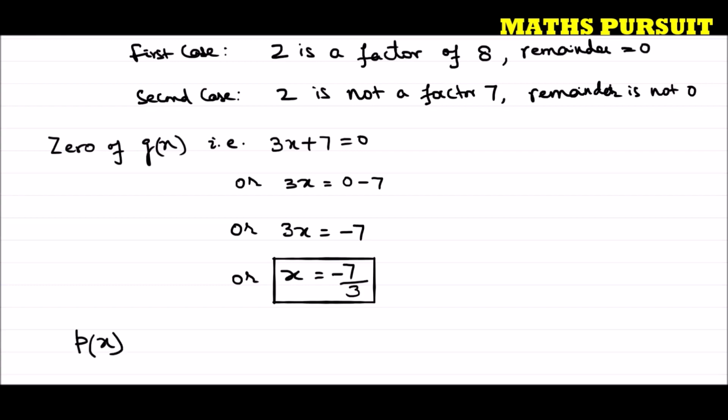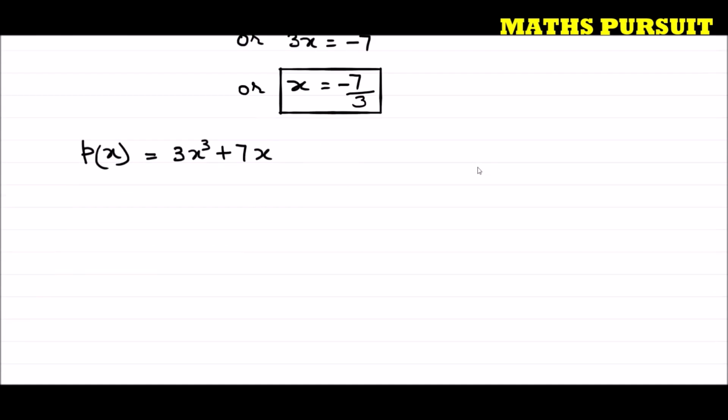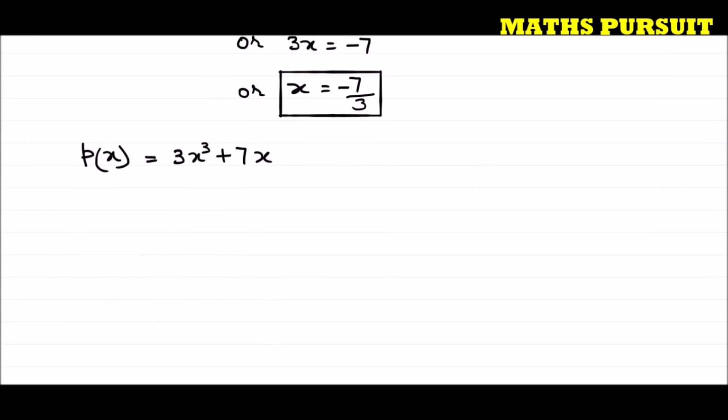P(x), the given polynomial, is P(x) = 3x^3 + 7x. Now let us replace the value of x by -7/3. Why? Because this is what we got: the zero of g(x), or zero of the divisor, is -7/3. So we are going to replace the value of x in this step.